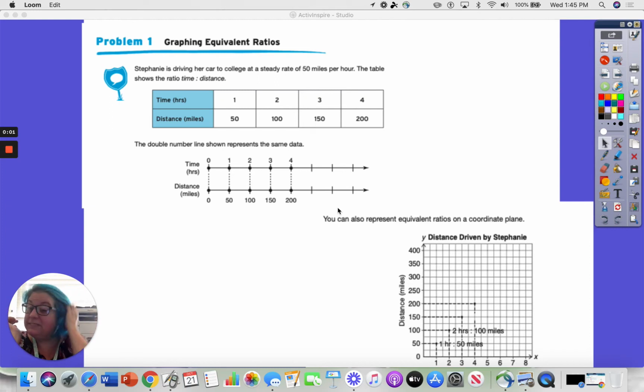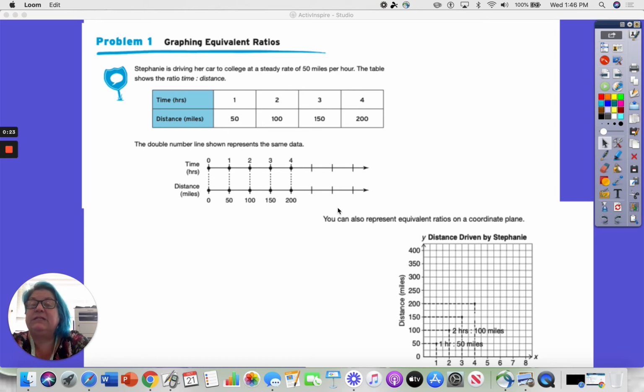Hi everyone, today we're going to be looking at how graphs can be used to show equivalent ratios and rates, and we're going to look at three different kinds of graphs. We're going to be looking at, well, tables, which is not a graph. We're going to use double number lines, which is a type of graph, and then regular graphs. So we're going to start by looking at this problem.